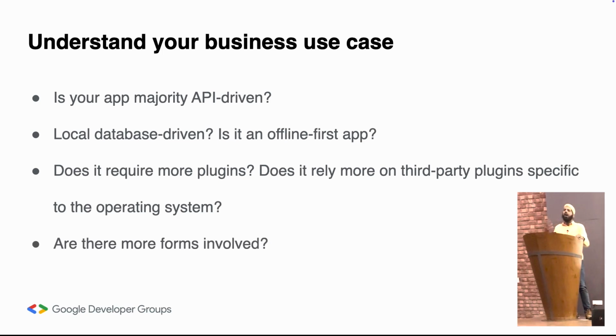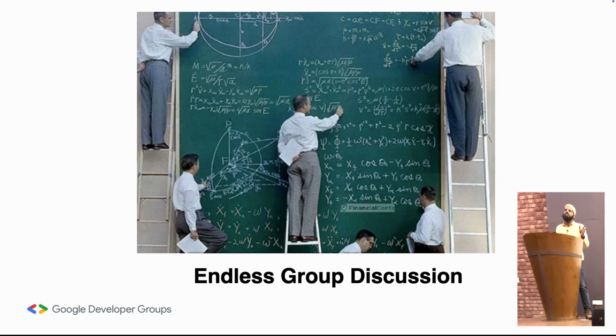Or your app gets more forms involved. It's like kind of an insurance form or any other community form where you have to fill a lot of forms. So you need to understand what kind of category your app is in. Because if you ask this question and you do the prototyping part, it will basically avoid endless discussion in your group, because everyone has some favorite pick, right? They like something else, the other one won't like it. There is some nitty-gritty around it, and it will go to endless discussion. So that's why I suggest doing a prototype first.